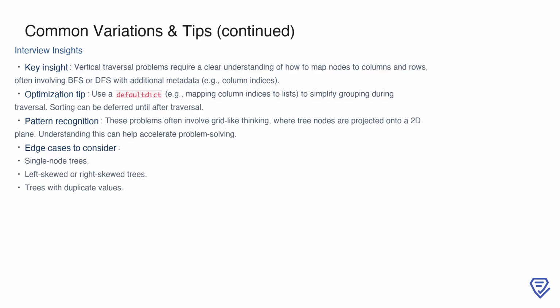It's also helpful to think of these problems as projecting nodes onto a 2D grid, where the vertical and horizontal positions of nodes determine their placement. Recognizing this pattern can help you structure your solution faster. Finally, remember to test edge cases, such as a single node tree, left-skewed or right-skewed trees, and trees with duplicate values. These scenarios often reveal weaknesses in your approach.